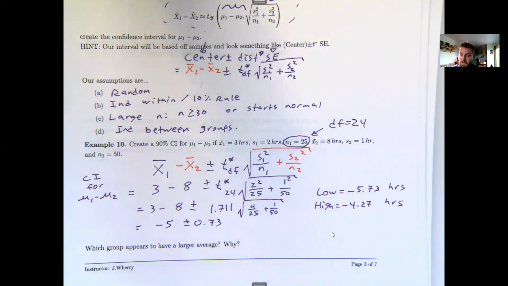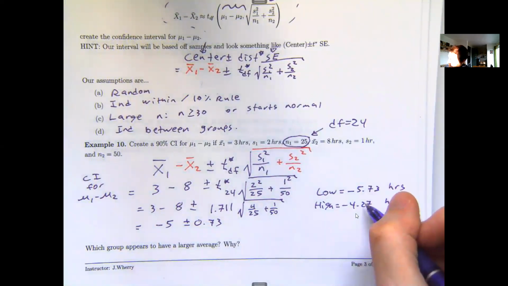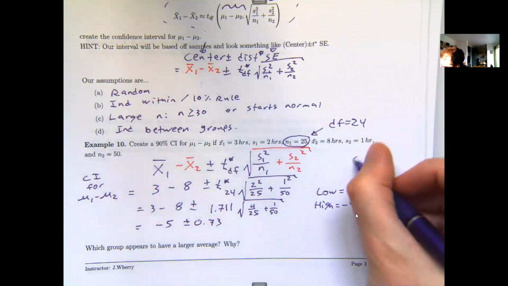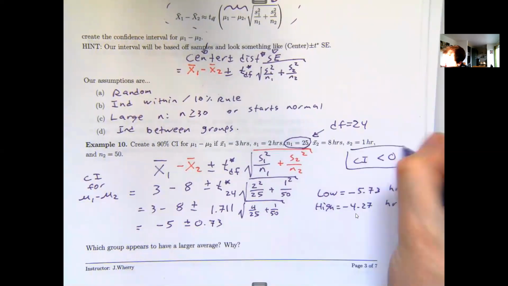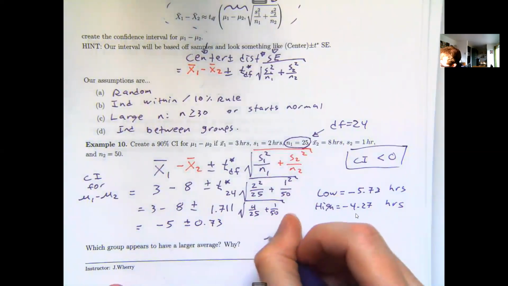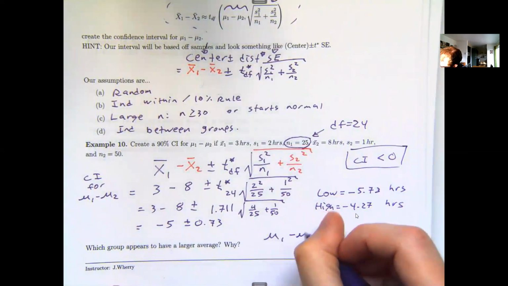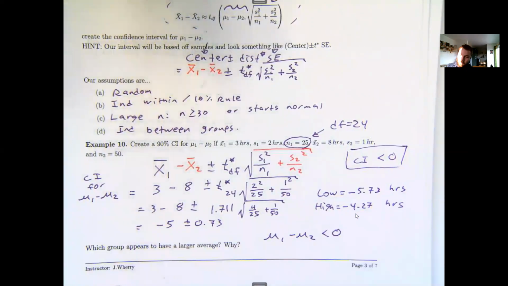I'm noticing that my entire interval is negative. This is negative and this is negative. Negative numbers are less than 0. So my entire confidence interval here is less than 0. And what is this a confidence interval for? Well, this is my confidence interval for mu1 minus mu2. So for mu1 minus mu2, my interval was smaller or less than 0.